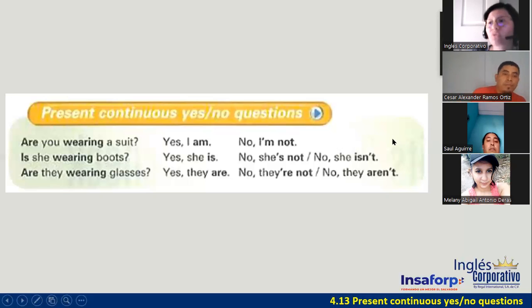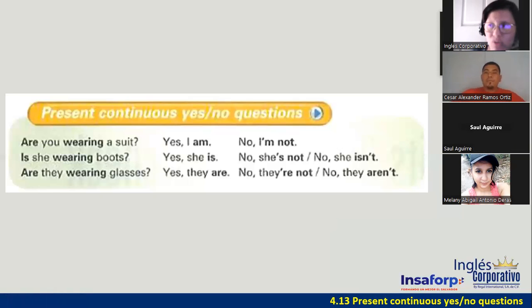So, are you wearing a suit? Yes, I am. No, I'm not. Is she wearing boots? Yes, she is. Or no, she's not. Or no, she isn't. Are they wearing glasses? Yes, they are. No, they're not. Or no, they aren't. Right? Entonces, whenever we need to reply to the question, we can do it with short answers. Lo haremos con respuestas cortas, ¿verdad?